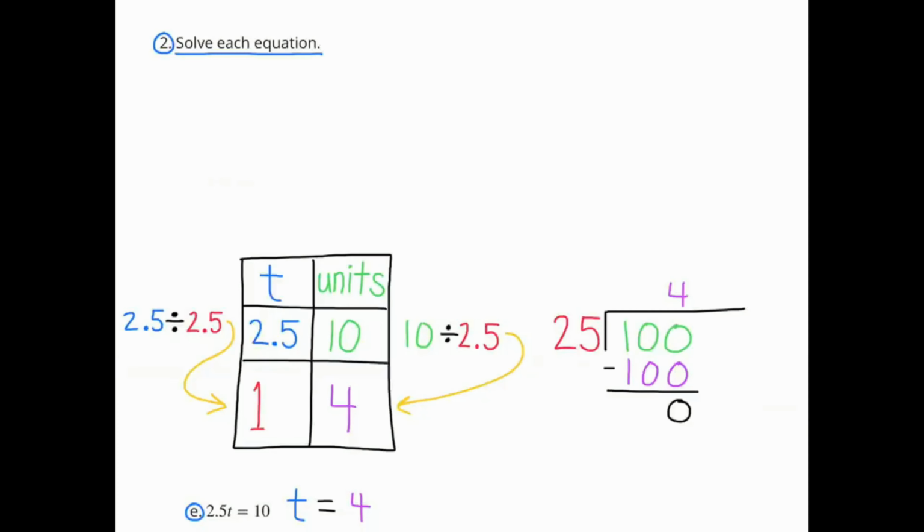5/10. 10 divided by 2 5/10 is the same as 100 divided by 25, like we learned in one of the previous lessons. 100 divided by 25 is 4. So when there's 1 t, it's worth 4 units. T equals 4.